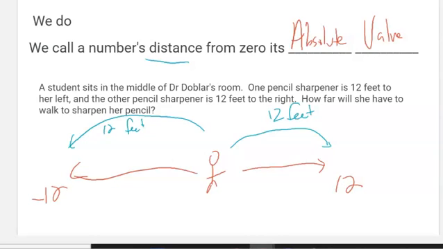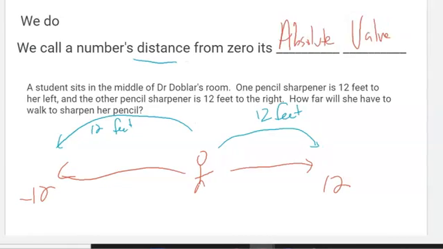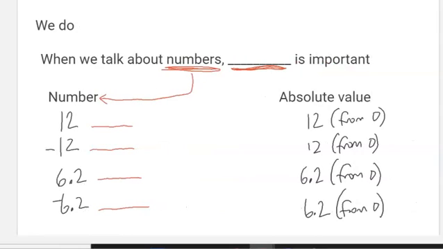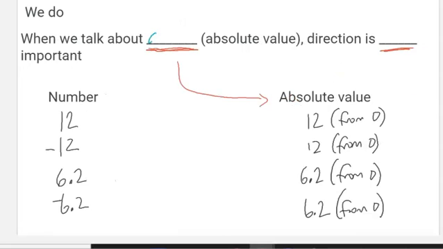Again, pause as much as you need to get these things written down and understood well. When we talk about numbers, find this one on your page. When we talk about numbers, direction is important. So we think about 12, that's to the right. Negative 12 is to the left. 6 2/10 is to the right. Negative 6 2/10 is to the left. When we talk about numbers, direction is important. When we talk about distance or absolute value, it's not. Direction is not important if we just want to talk about distance.